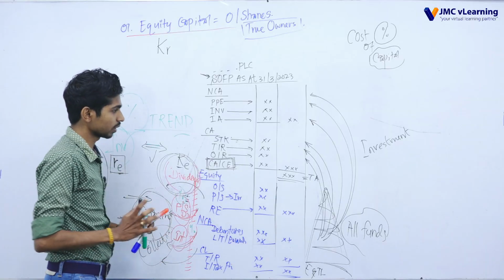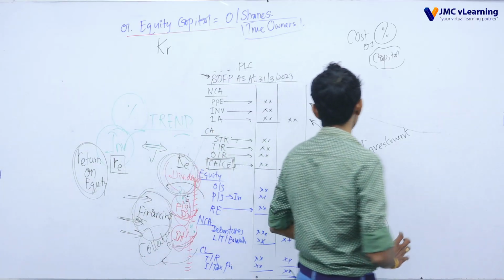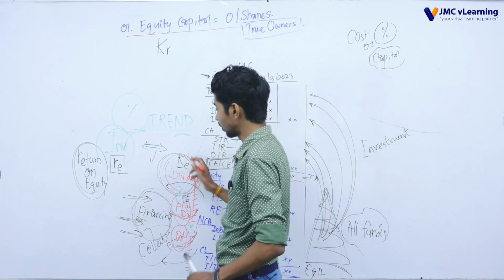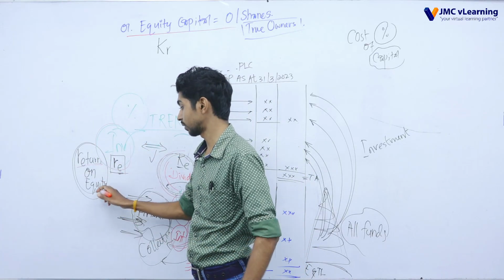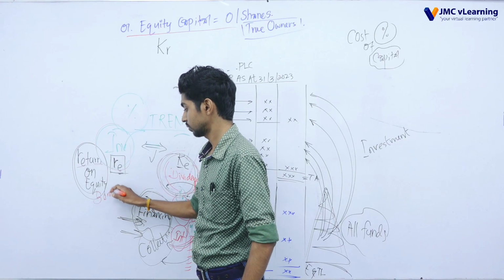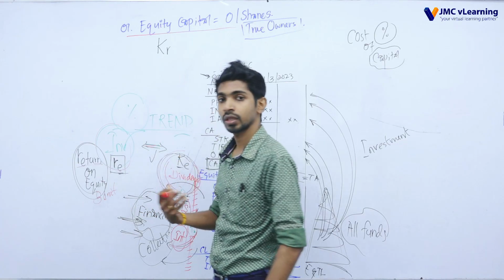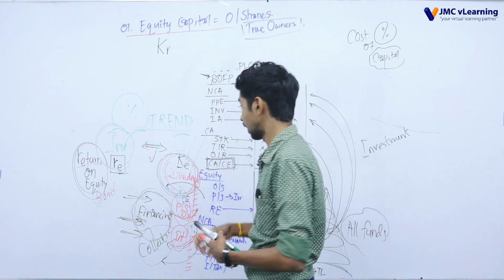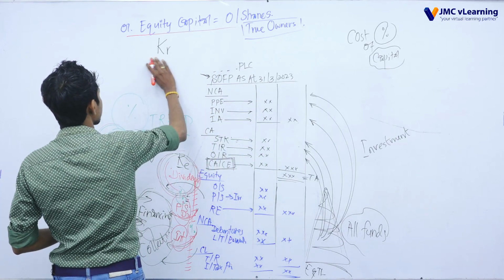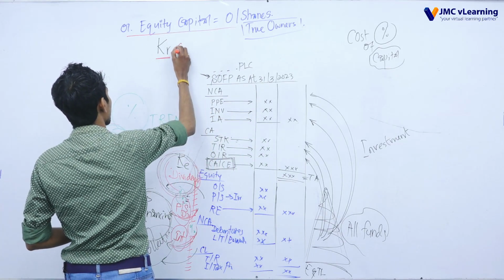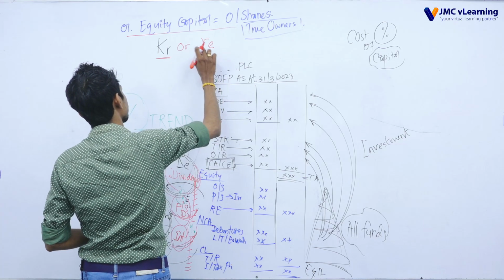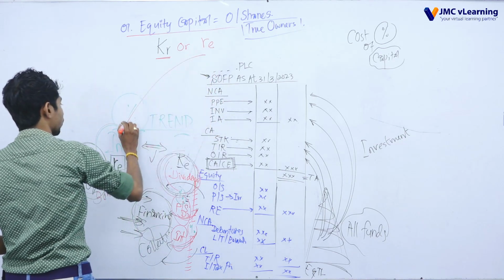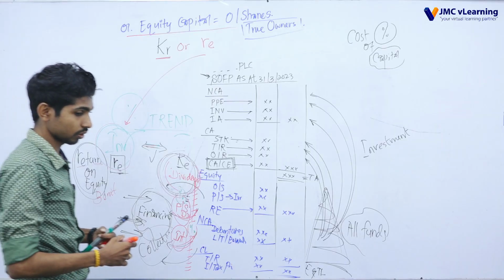This is a very practical topic, so you have to memorize it. From our point of view, it is the cost. From the investors' point of view, it is the return, the benefit. Those requirements should be met. In our topic, we call it KE, the cost of equity, or RE: what the equity holders expect from the investors' point of view.